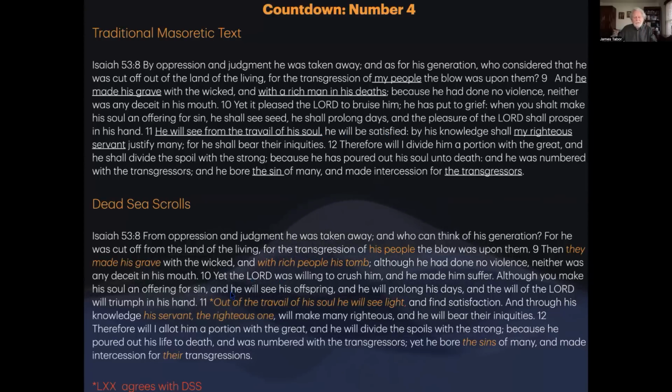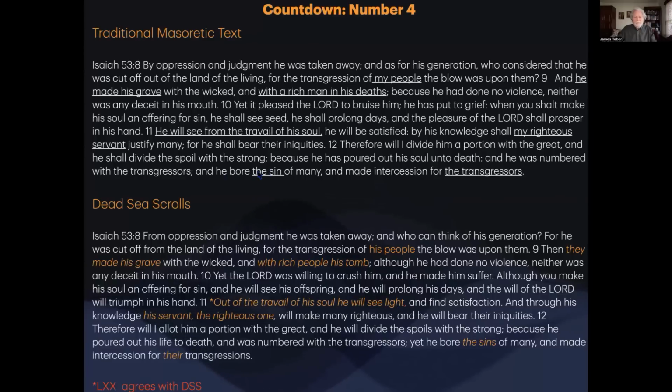But notice in the Dead Sea Scroll copy, out of the travail of his soul, he will see light. That implies that he suffers, he's buried, and then he sees light. It would hint at something like resurrection if you're in darkness and suddenly you see light. And so you can see that there are other kinds of differences.